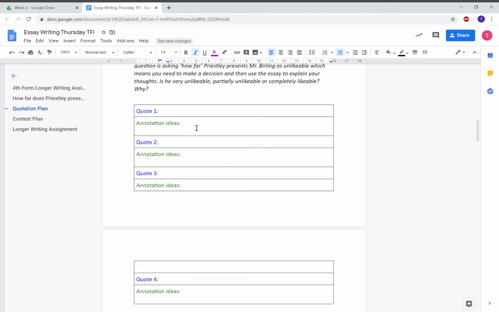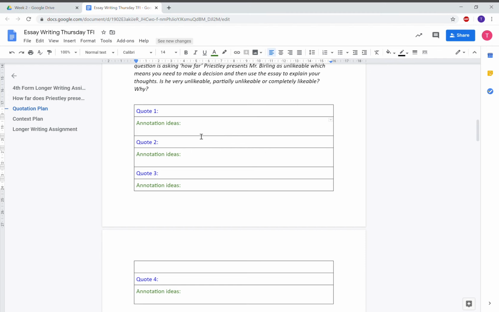What you need to do today is find 4 quotations that you're going to use in your assignment. It's not an assessment, it's an assignment. And you're going to put them down here. And then you're going to annotate these quotations. Now, I'm not asking you to write your entire analysis in this box. No, we're just planning, okay?